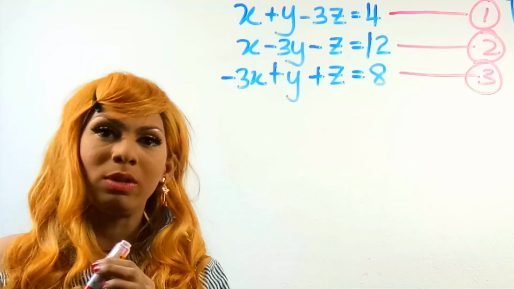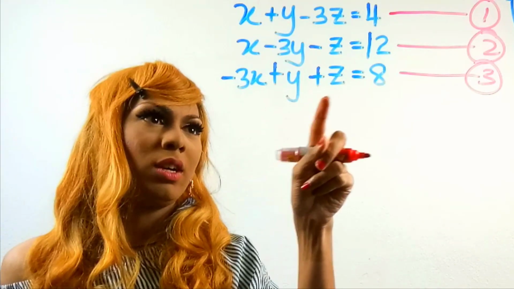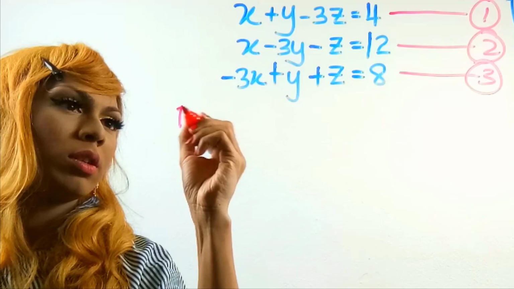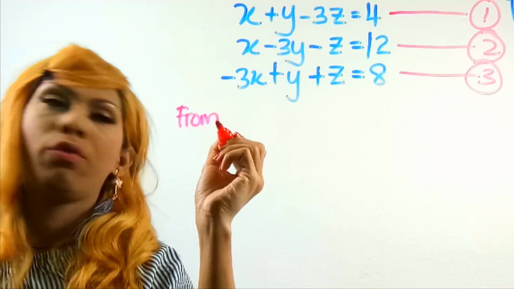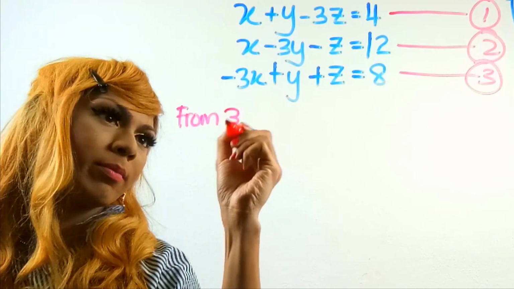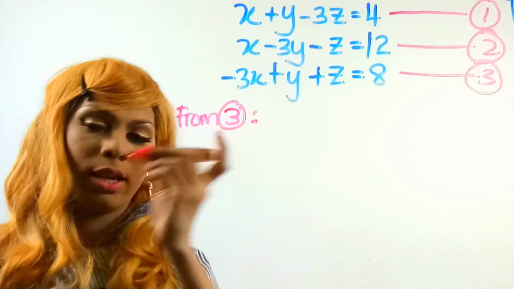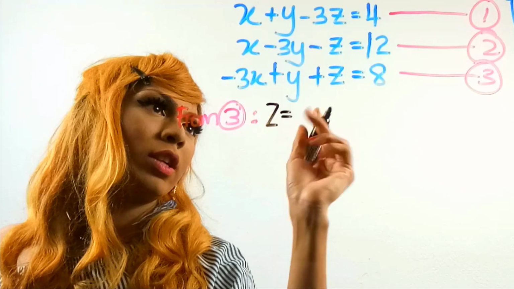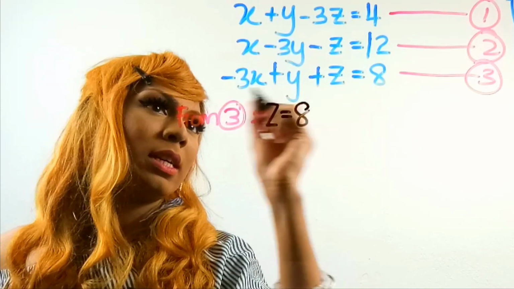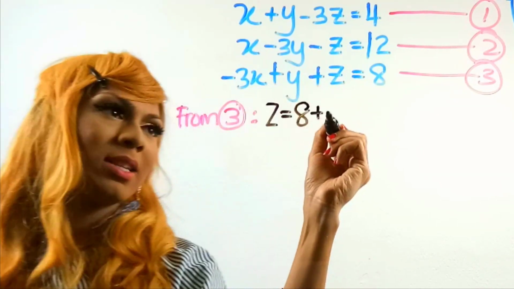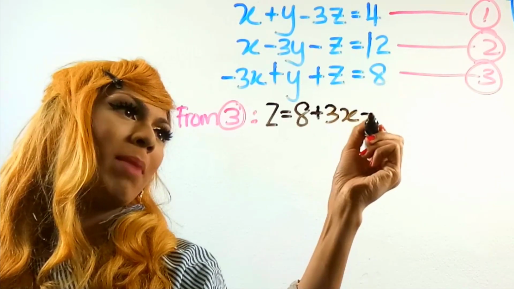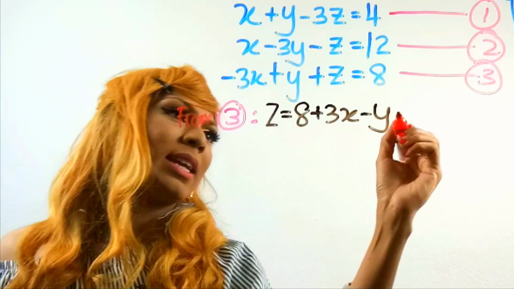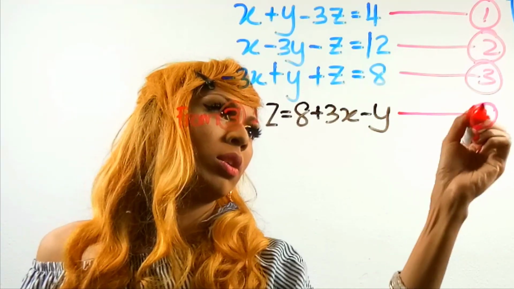Okay, let's see. So I will take 3. I want to take 3 because this is positive z over here. So from 3, I have z equivalent to 8. This, bring it to that side. So plus 3x minus 1. Okay, and I can say this is 4.